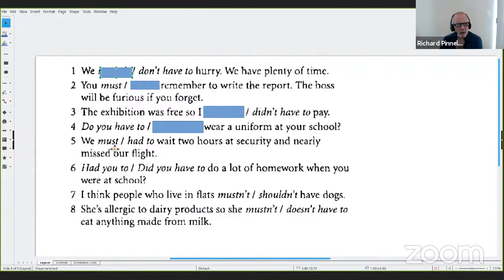So, number five, we must wait 2 hours at security and nearly missed our flight, or we had to wait 2 hours at security and nearly missed our flight. Which is the correct one? Nadia says must. No. This is in the past. So remember, recuerden, no podemos usar must en el pasado. So aquí tenemos que usar had to. So el must está mal. We had to wait 2 hours at security. En el presente son casi iguales, pero el pasado de must is had to.